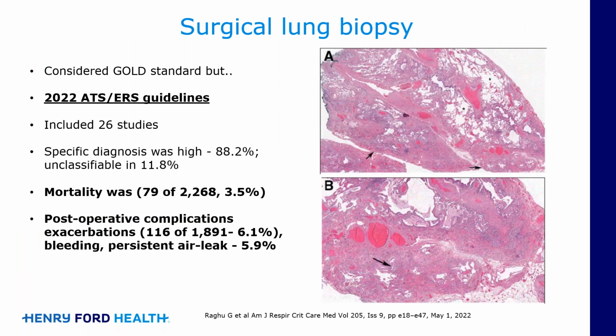How about surgical lung biopsies? We know that surgical lung biopsies are the gold standard, and a systematic review and meta-analysis included in the 2022 guidelines covered 26 studies. Although the likelihood of getting a diagnosis was pretty high, 88%, the mortality rate was almost 3.5%, and the risk of post-op complications limits our utility of using surgical lung biopsies in our patients, with persistent air leak being almost 6%.